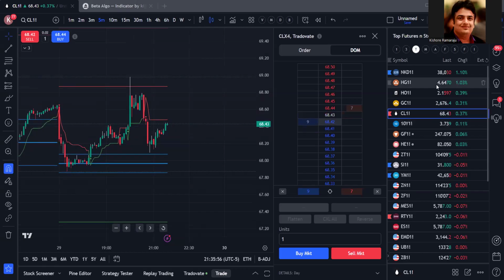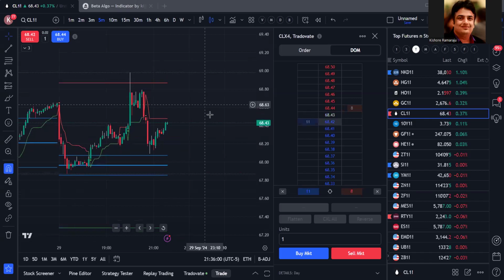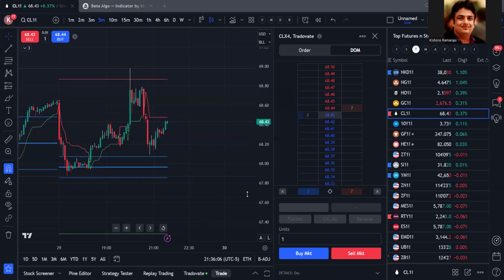Again, tomorrow at 9 a.m. we'll do a demo. We'll take more options. In the morning time, we can mainly focus on options. In the evening time, I can mainly focus on the futures.